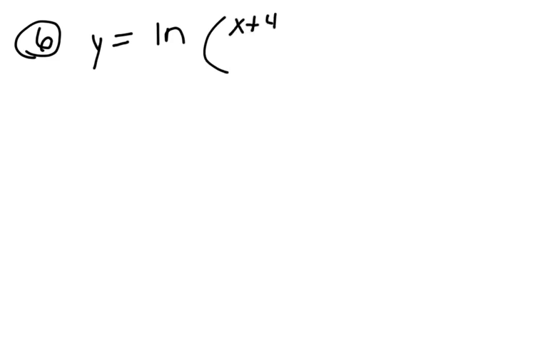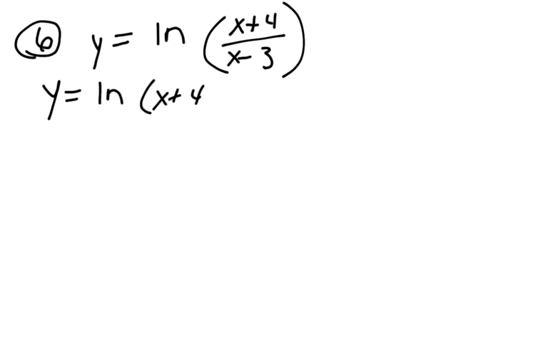Alright, number 6, y equals natural log of x plus 4 over x minus 3. Again, pause the video, try it on your own, see if you get the right answer. This one is one where we're going to expand it using our Algebra 2 log properties, but this time, since it's a quotient, when we expand it, it will be a difference of two logarithms. So the natural log of x plus 4 minus the natural log of x minus 3.